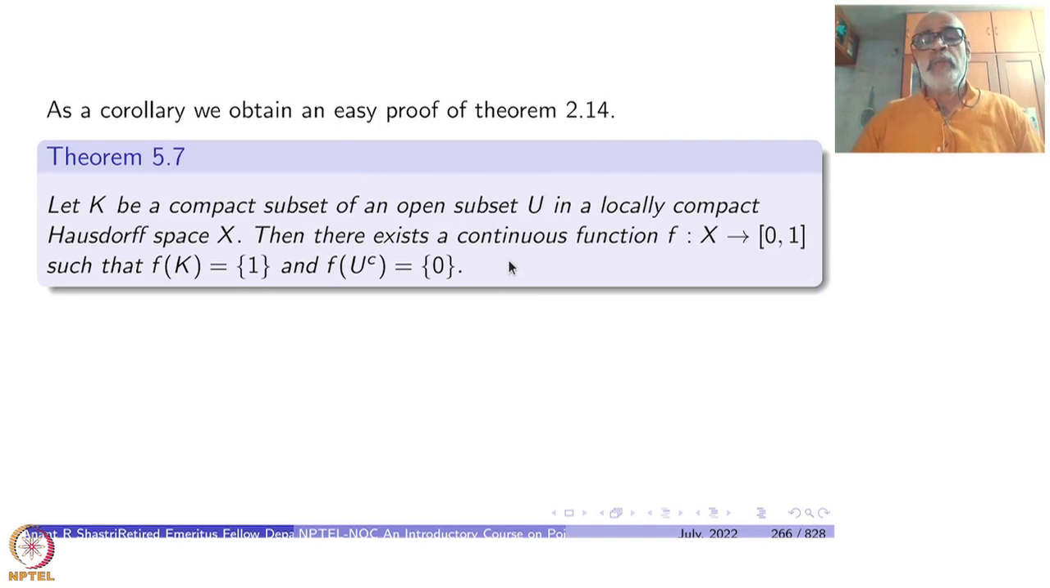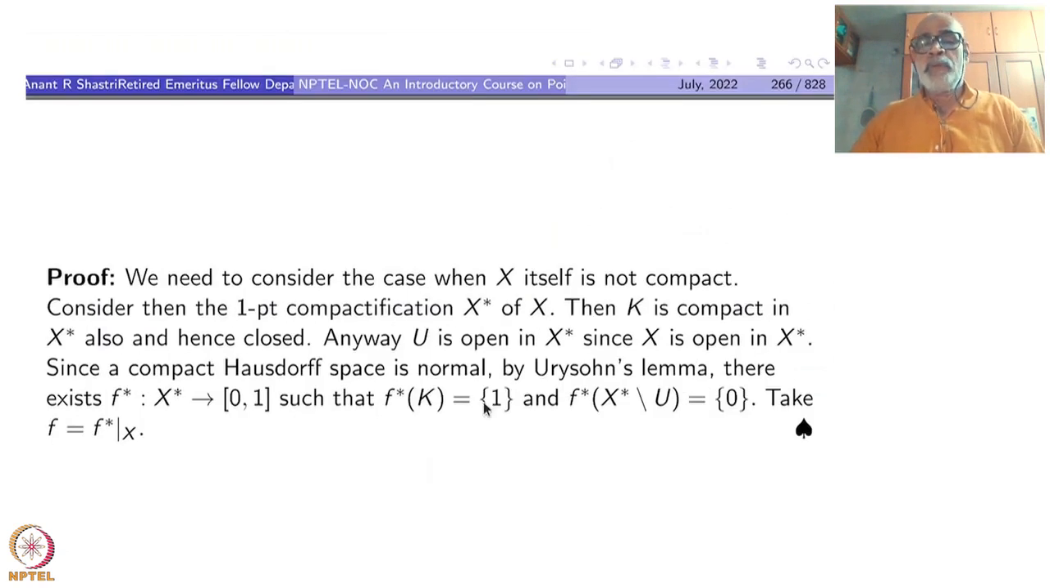Now this becomes an easy consequence, because we start with K, a compact subset of an open subset U of a locally compact Hausdorff space. You put the one point compactification, and you are transferring the whole situation into a compact Hausdorff space. Then this becomes an easy corollary. So I repeat, we need to consider the case when X itself is not compact. If X is compact, then there is nothing to prove. So consider the one point compactification X star of X, the Alexandroff compactification. Then K is compact in X star also, because K is already a compact subset of X, and hence closed, because X star is Hausdorff.